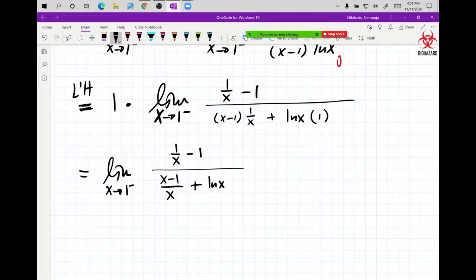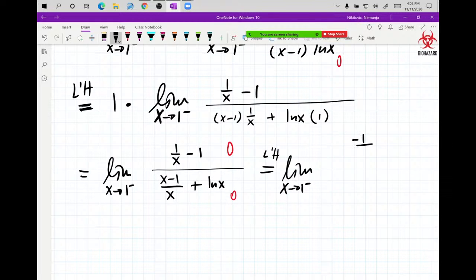Now, if I plug in 1, I am still, right, not good because there is an ln x there. But the hope is that this is still 0 over 0. And it is. Because when you plug in 1, 1 over 1 is 1. 1 minus 1 is 0 for top. And on the bottom, you have 0 plus 0, also 0. So we can do another L'Hopital. X goes to 1 minus.